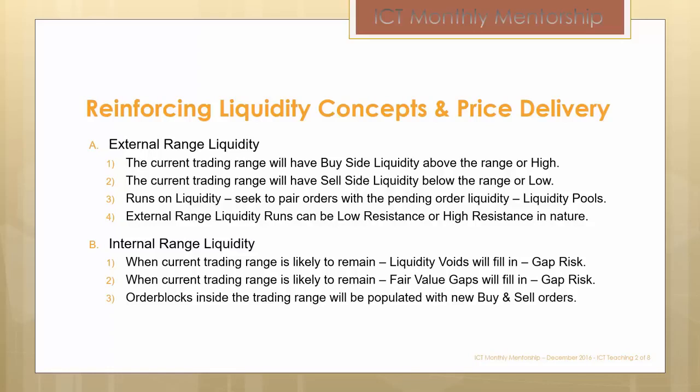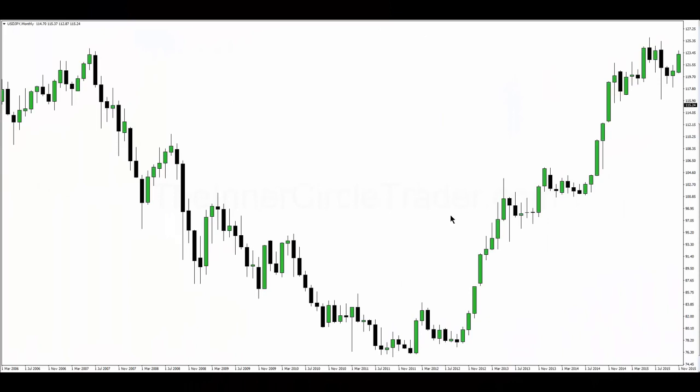Order blocks inside the trading range will be populated with new buys and or sells. Market maker buy and sell models will form inside trading ranges. Okay, folks, let's take a look at external range liquidity and internal range liquidity, the difference between the two, and how we can utilize both.